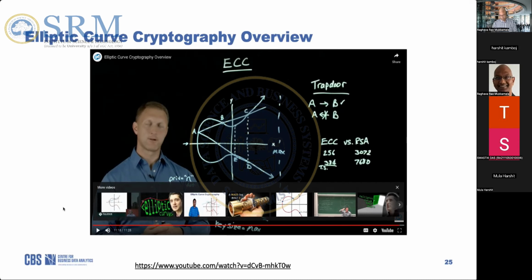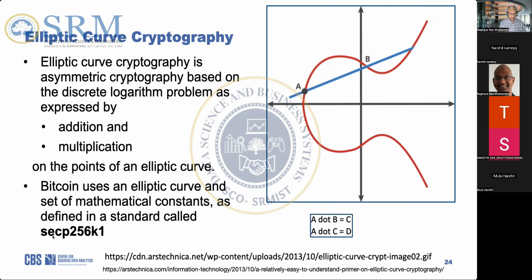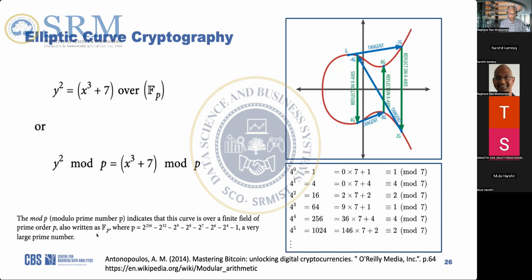This is one of the best videos I have encountered on elliptic curve cryptography, right? It's very hairy, very complicated math. I'm not going through all those things, but I'm trying to give an intuition of how you can use elliptic curve cryptography. So this is the elliptic curve. For example, Bitcoin uses what is called secp256k1. So this is the elliptic curve which we use.